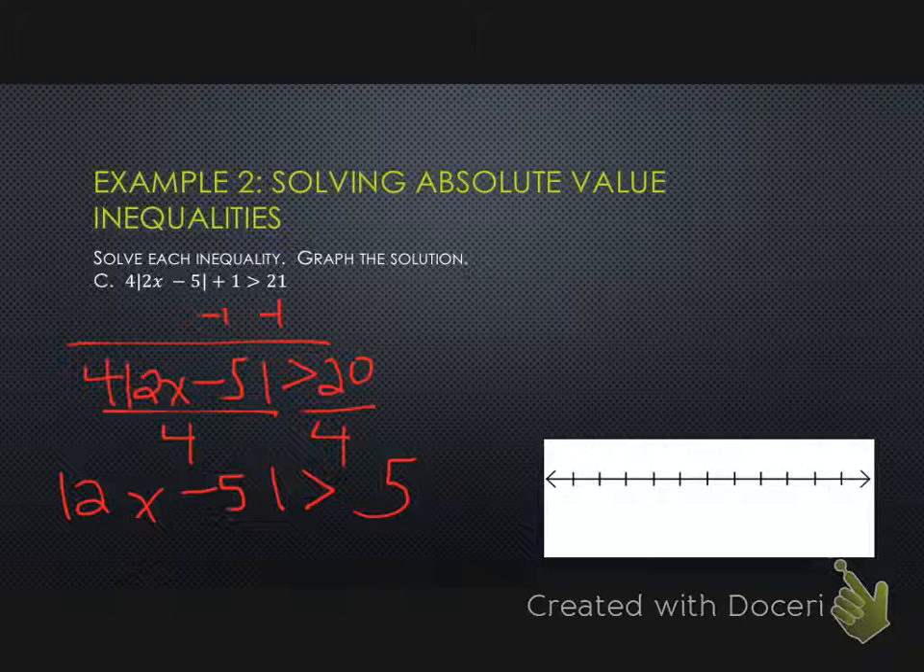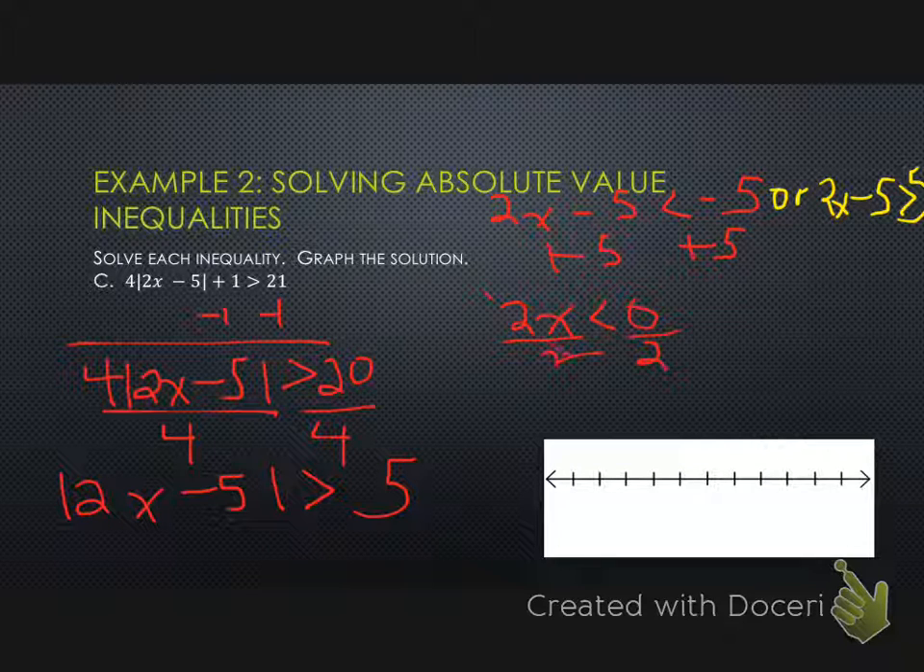So now, we're going to have an or statement. So we have 2x minus 5 is less than negative 5, and then we have or 2x minus 5 is going to be greater than 5. So to solve this, the first thing I need to do is add 5 to each side. So 2x is going to be less than 0. Divide by 2, those cancel out, and x is still less than 0.